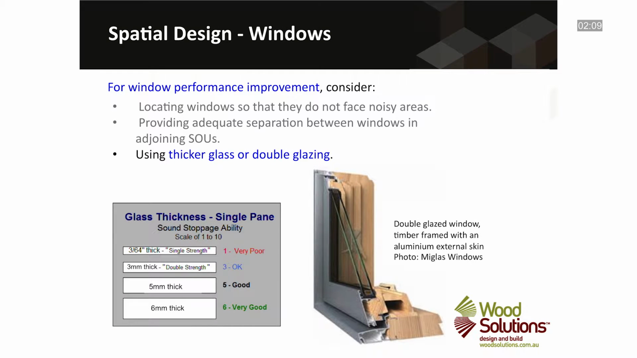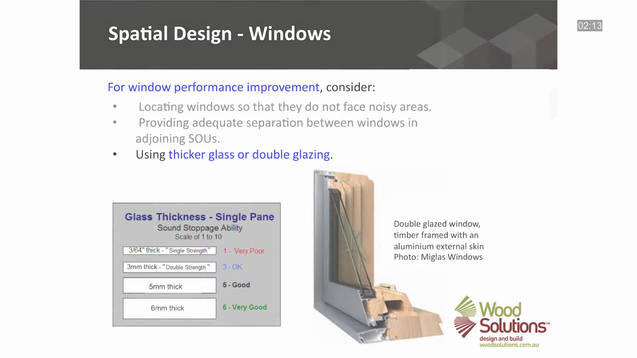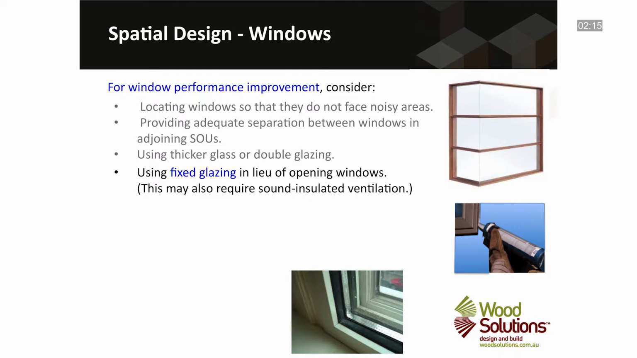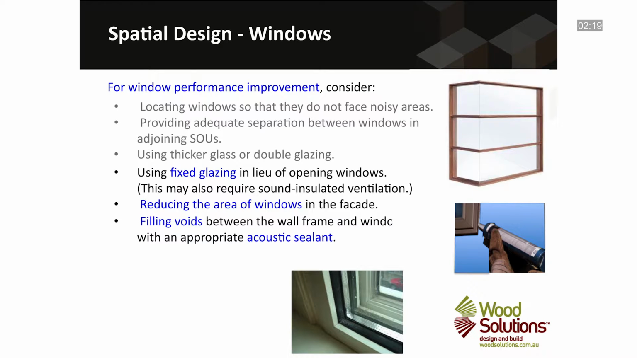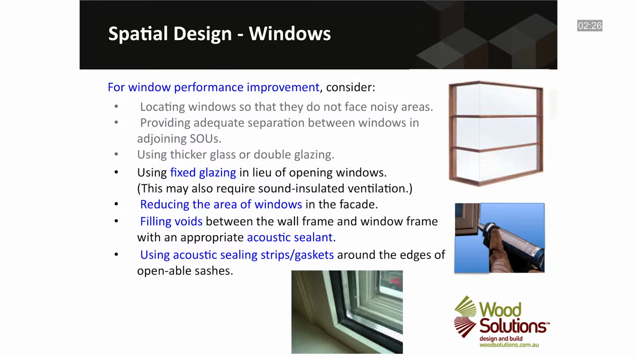Also, consider using fixed glazing in lieu of opening windows, or using thicker glass, or better still, double or even triple glazing. Other window considerations include reducing the area of windows in the facade, filling any voids between the wall frame and window frame with an appropriate acoustic sealant, and using acoustic sealing strips or gaskets.